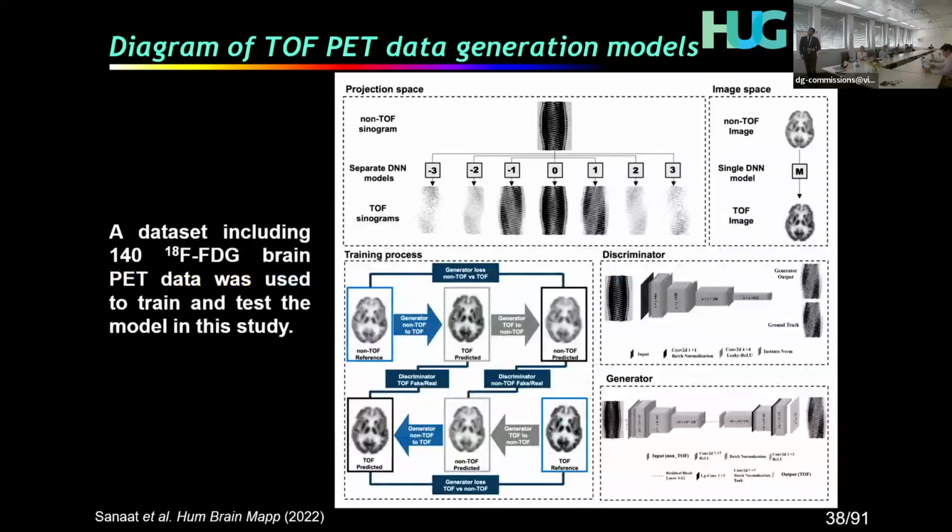So here is the diagram of our model. You can see we use a non-TOF sinogram, which we gathered from 140 FDG brain PET images. And we trained 7 different models, the cycle GAN model, to go directly from the non-TOF sinogram to different TOF beams. And here we also use the same model for going from the non-TOF image to TOF image.